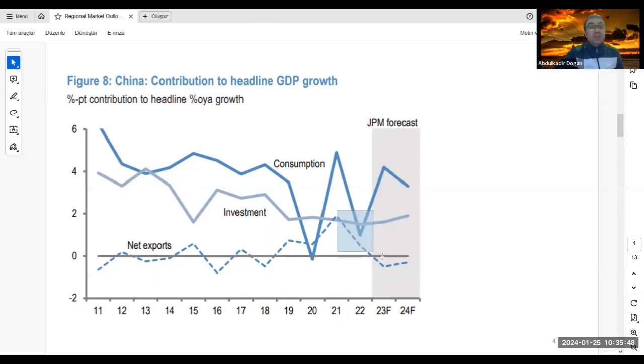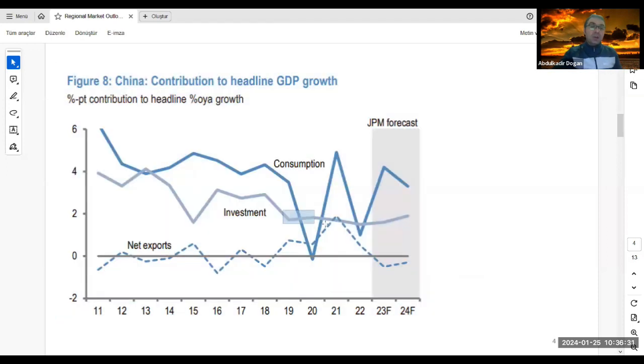But because of this dash line going down, net export is decreasing in China, meaning that the global demand for the Chinese product is decreasing. So they are not exporting more than they are importing, and net export is decreasing. Net export means export minus import. So this dash line is telling us that, briefly, the global demand for the Chinese product is decreasing, and China is not exporting more and more to the rest of the world. So this is also decreasing the GDP growth, because net export is a positive contribution to GDP growth.